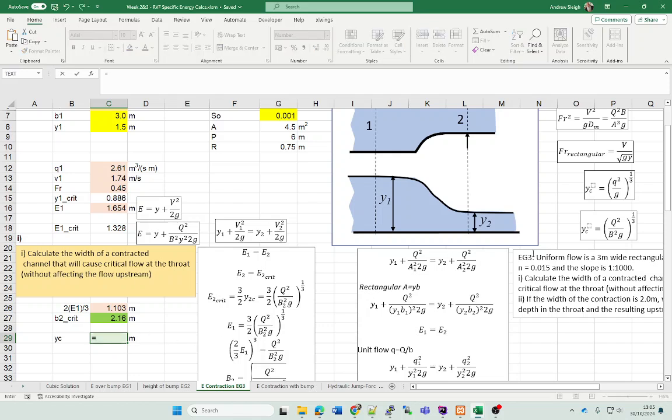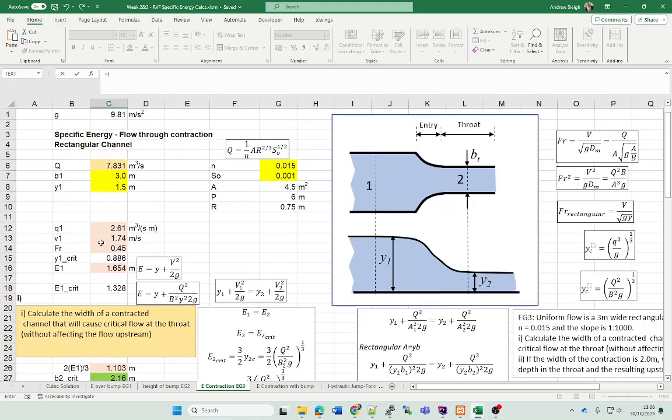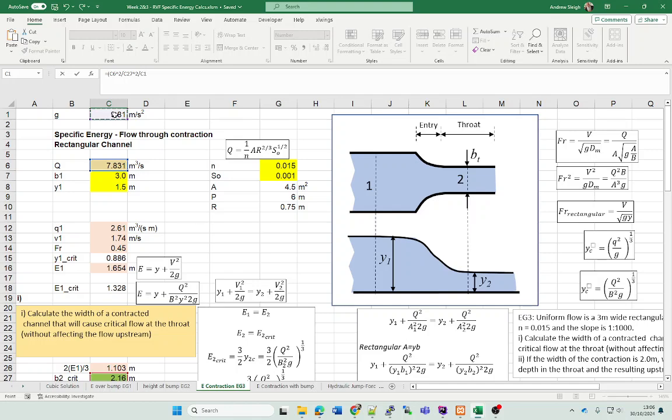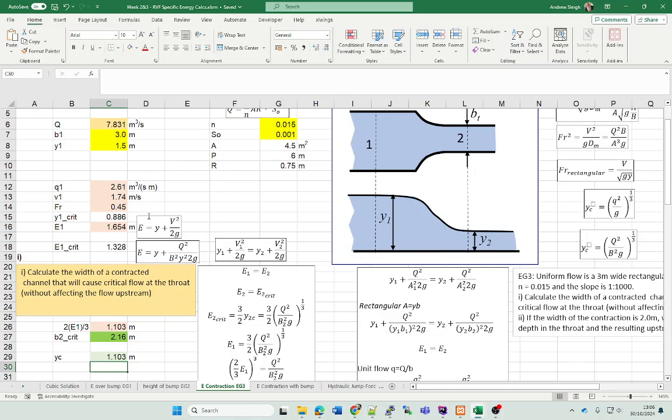Y crit, well, we can always calculate Y crit using our formulae, one of these two on the right hand side. I'll do it with the Q squared and the new B, so Q squared divided by this new B squared divided by G, all raised to the 1/3. So the Y critical is 1.103 in this throat. Now it's different to the Y critical upstream because it's got different width.